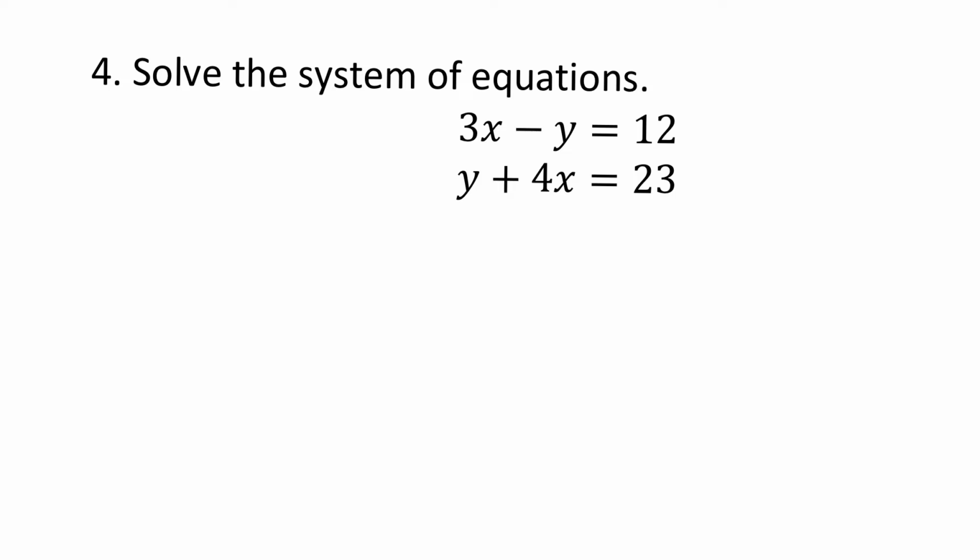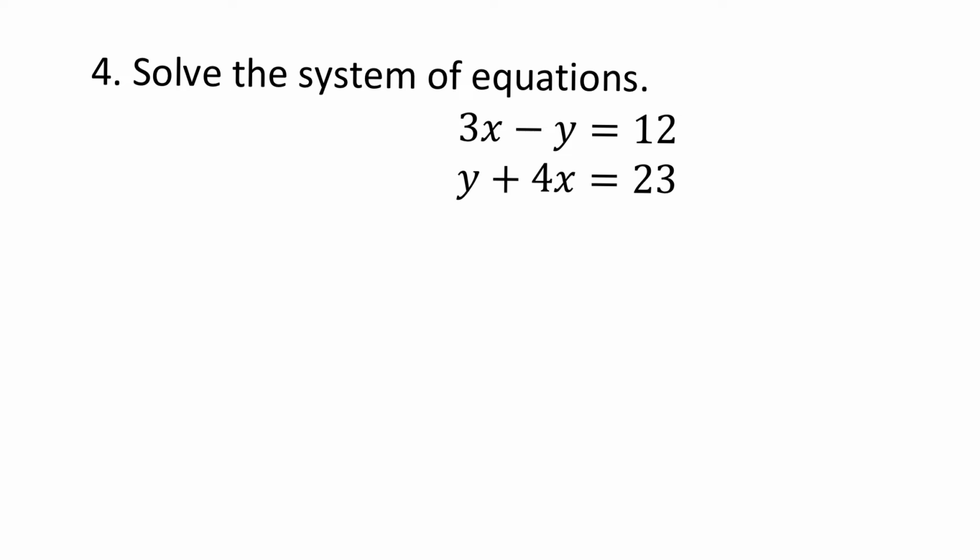Number 4, it says solve the system of equations again. Now what I notice is, well, we do have the x's and the y's on the same side. We do not have a y by itself or an x by itself. And I notice that the y's have the same number. They have a coefficient of 1. And guess what? They have different signs. So I'm thinking we can use the elimination method to solve.